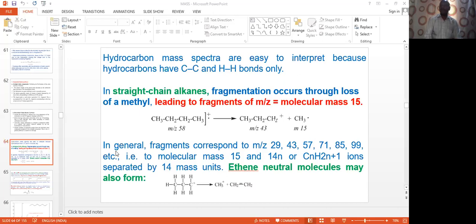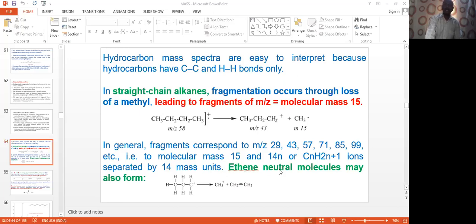And sometimes you will have the M minus 15 peaks also. Here 43 is M minus 15, because of loss of the methyl group as a radical. Then you will have peaks based on the number of carbons present in your straight chain, so m/z values 29, 43, 57, as well as the M minus 15 peaks.